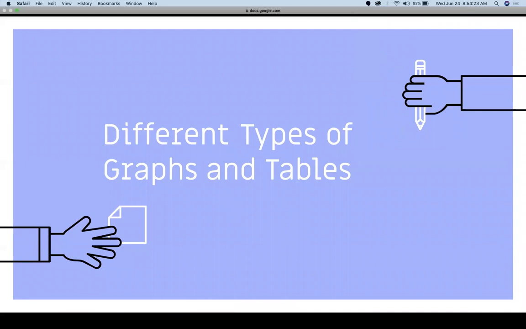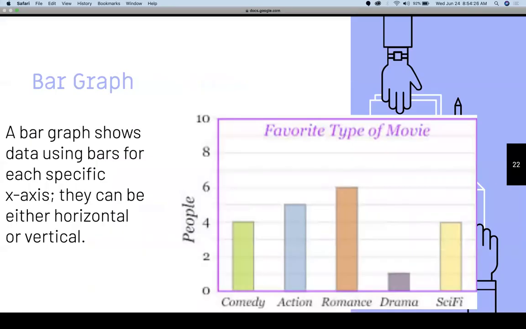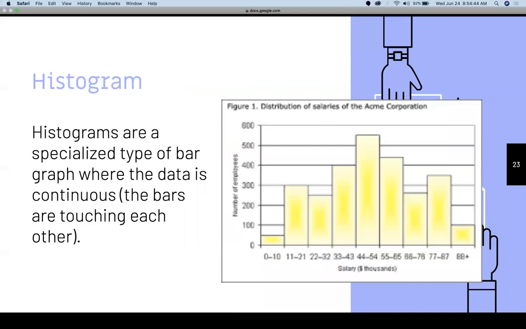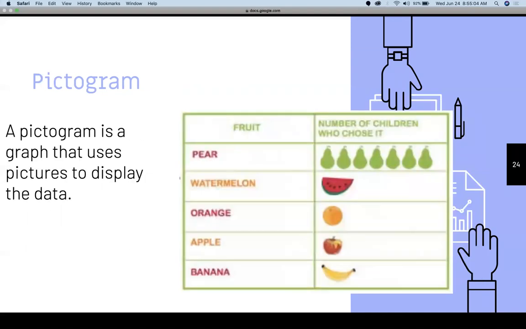So let's look at the different types of graphs and tables. A bar graph shows data using bars for specific data for a specific x-axis. They can be either horizontal or vertical. Right here, we can see these are really easy to understand, right? Bar graph, use bars. A histogram is a little more complicated just because of the name. You can't just decipher it based upon its name. But histograms are specialized types of bar graphs where the data is continuous. The bars are touching each other, right? That's just a little bit easier. The bars are touching each other here.